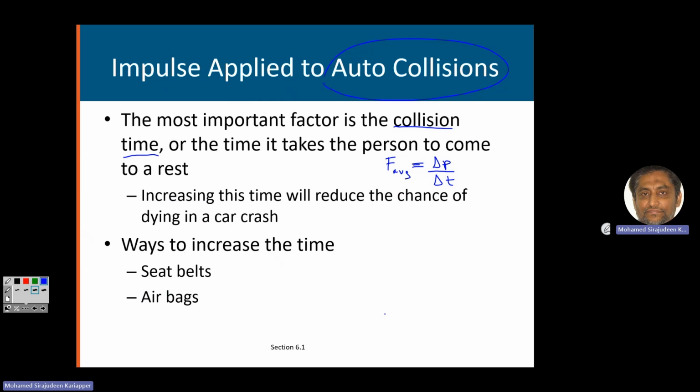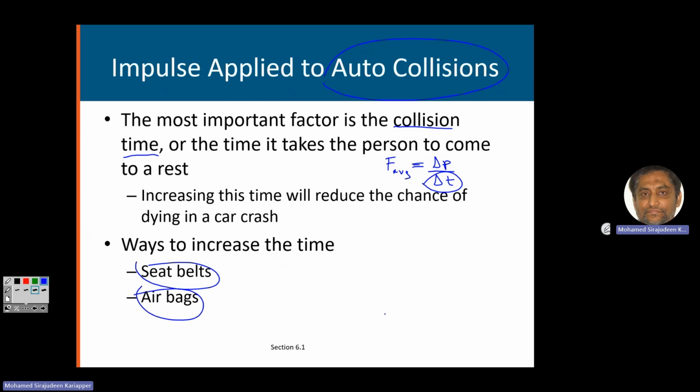Now what about the delta T? It is in the denominator. If the time is big, it is good, because when you divide something by a big number, it will be small. So if the delta T is big, we are happy because the force will be small, because it is in the denominator. So this delta T is an important factor in a collision. We try to make it as big as possible. How do we do that? With seat belts, with airbags. Both of them help to make the time big.